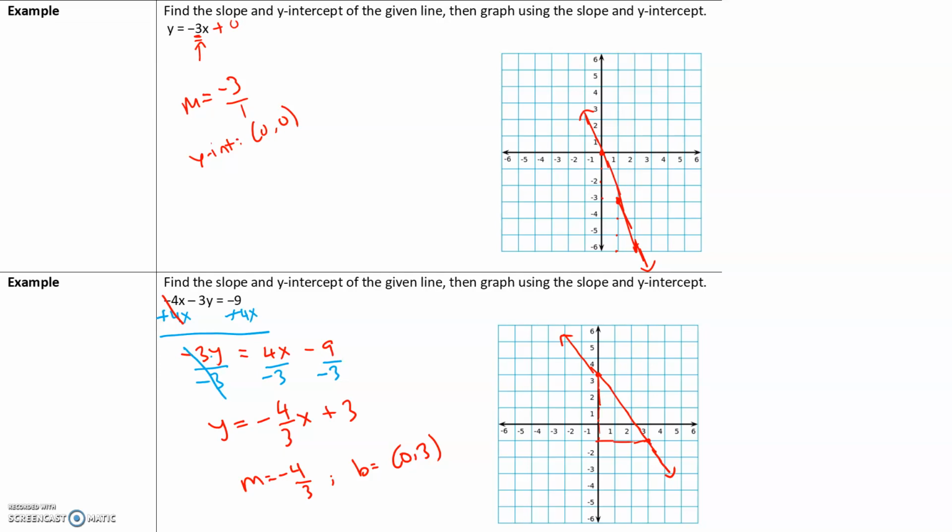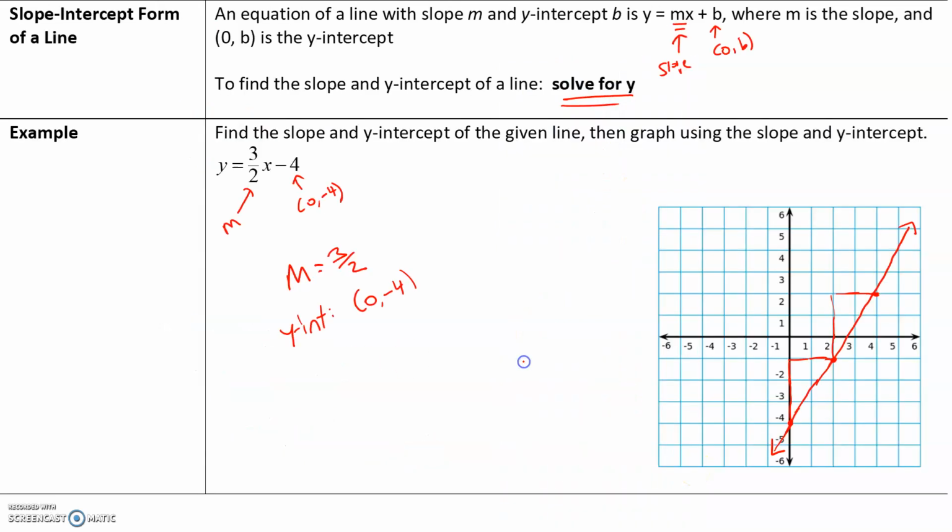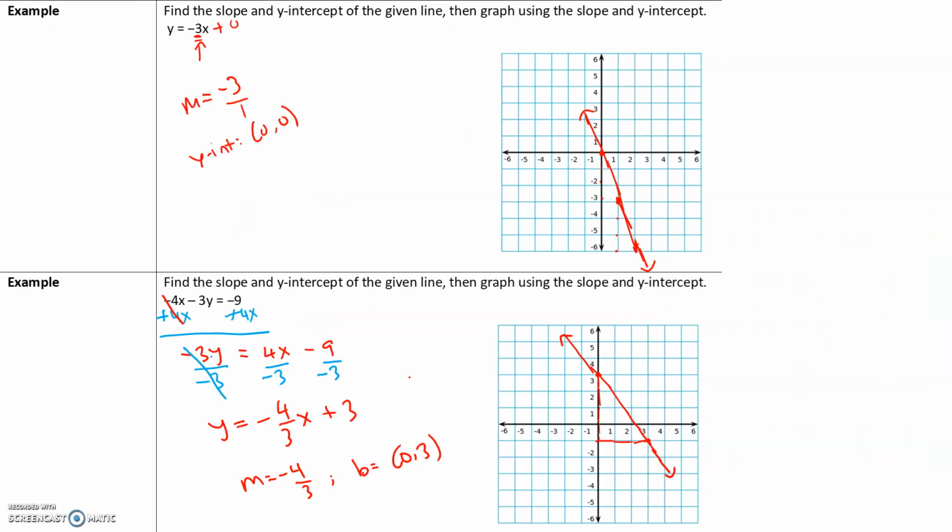Now notice that anytime the slope is negative, going left to right, the line will go downwards. And if the slope is positive, like here, going left to right, the line will go up, the line will rise. And here, the slope is negative, so the line will fall.